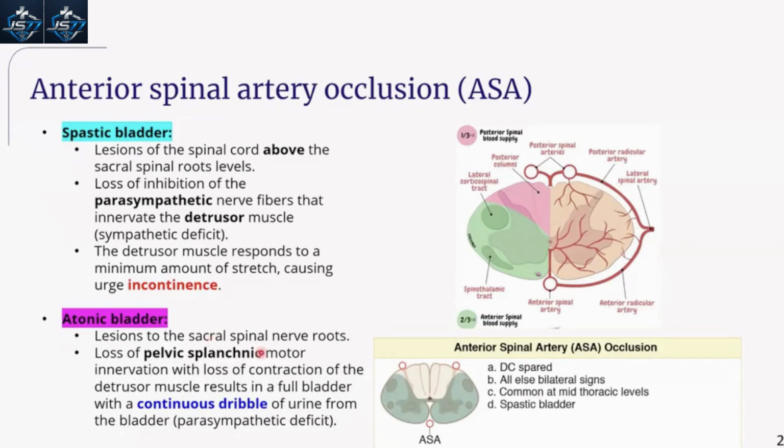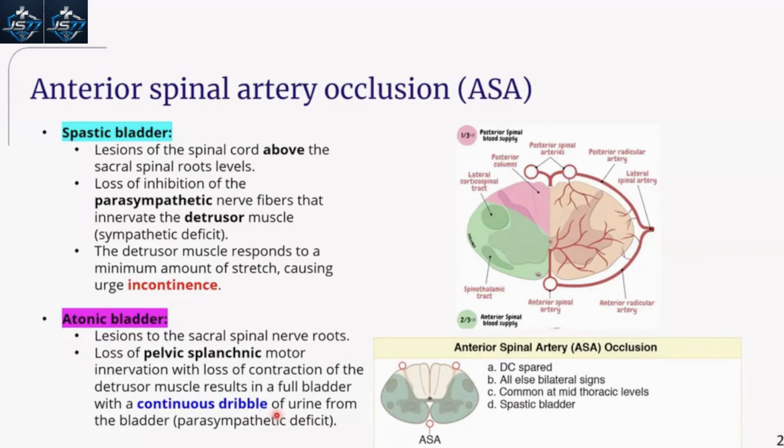But if the sacral spinal nerves are affected, that is the parasympathetic system. So that means that the detrusor is not going to be able to contract, and the person would not feel the need to go to the bathroom, or they will feel the need but will not be able to initiate urination. And then there's going to be a continuous dribble because the bladder is going to be way too full.